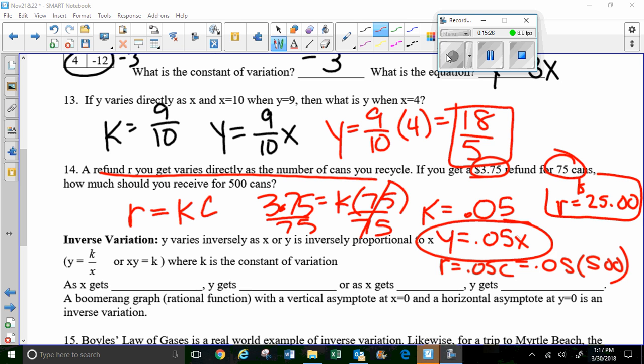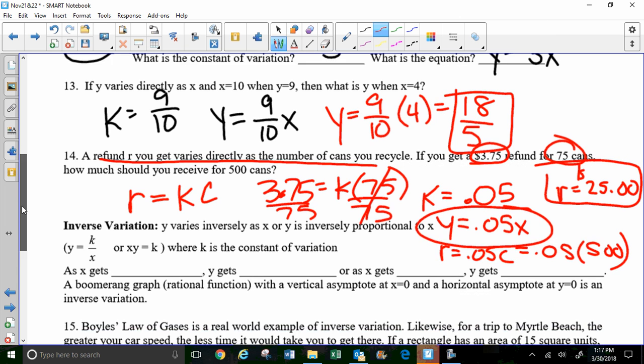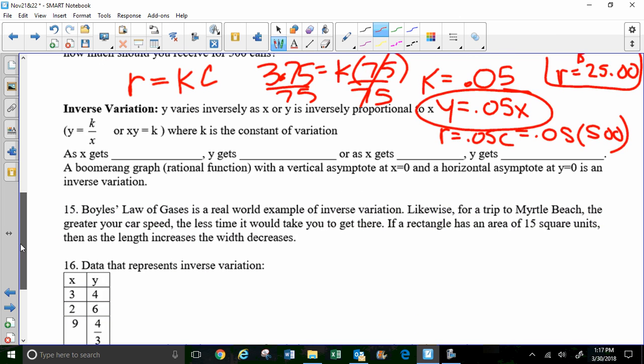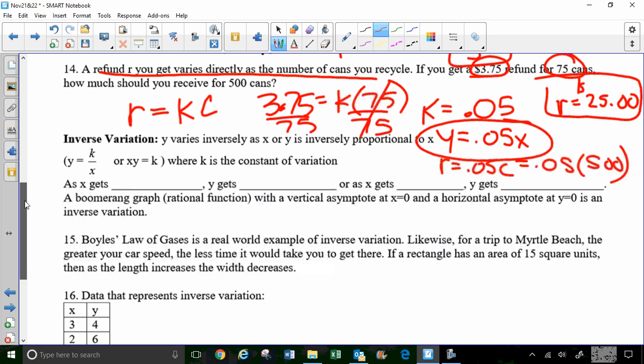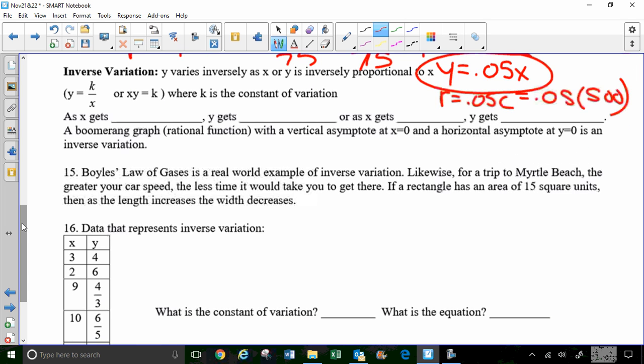Is it worth it? I'm not sure, but you know, if it's just you putting a recycling bin in your house and you guys drink a lot of soda, maybe you should collect them and you can make some money that way. Anyway, let's change gears and look at inverse variation.